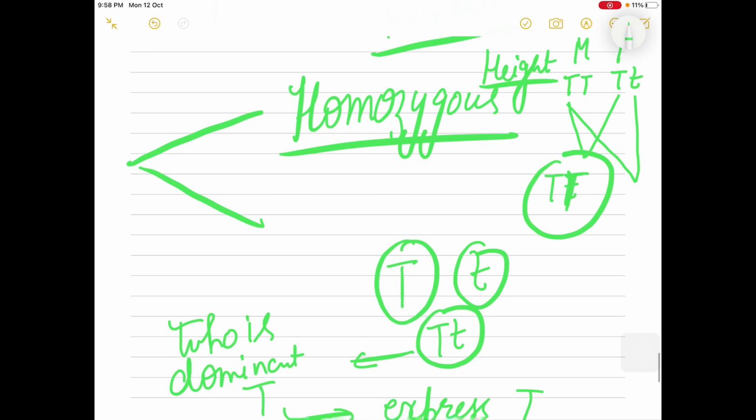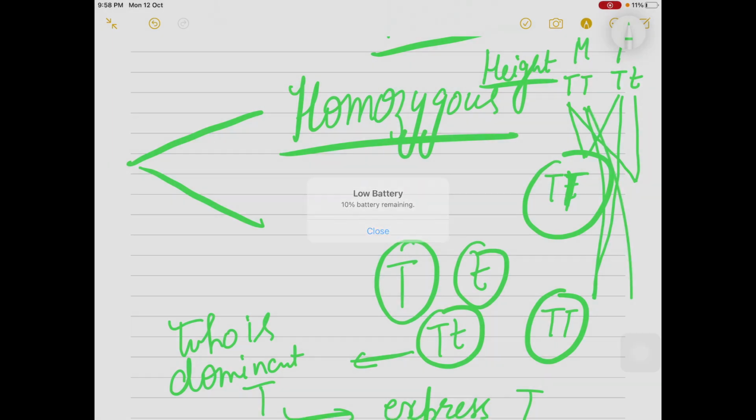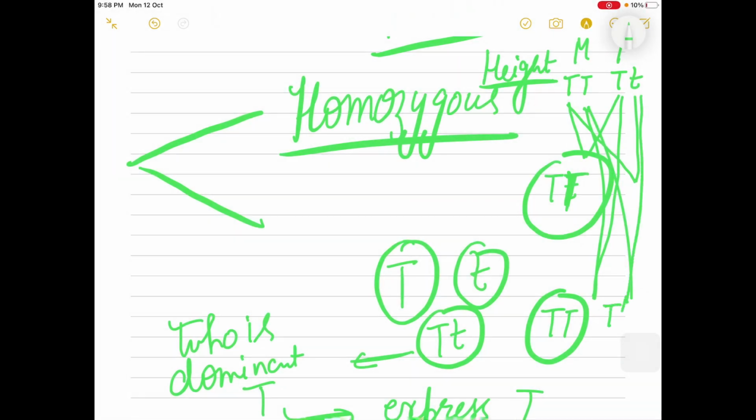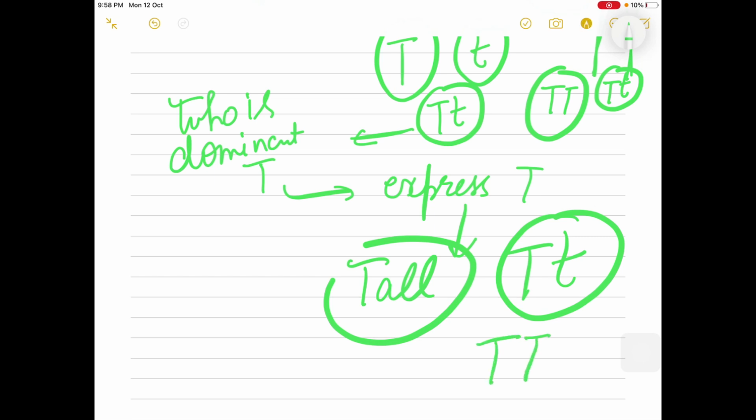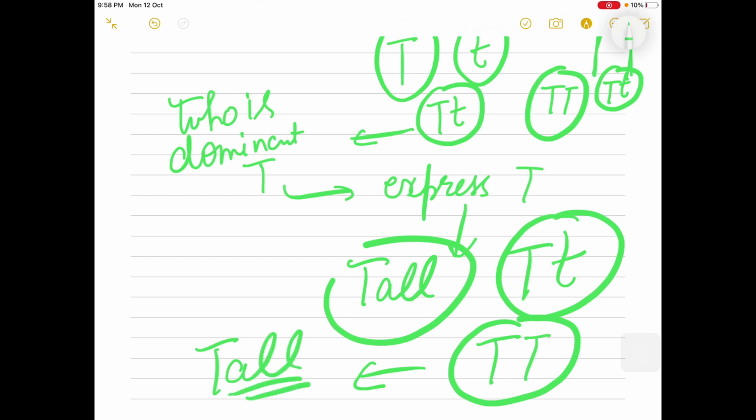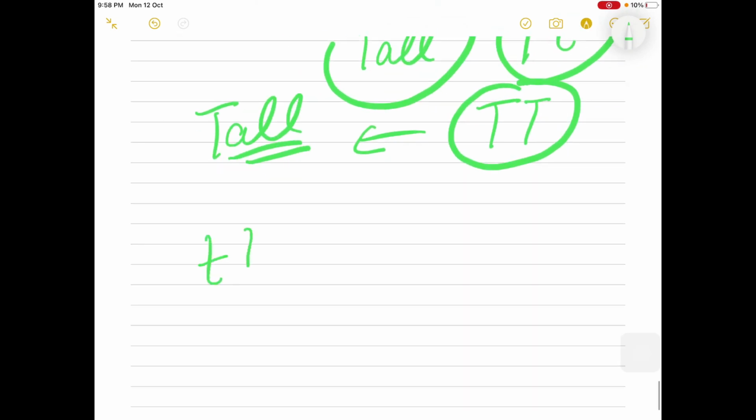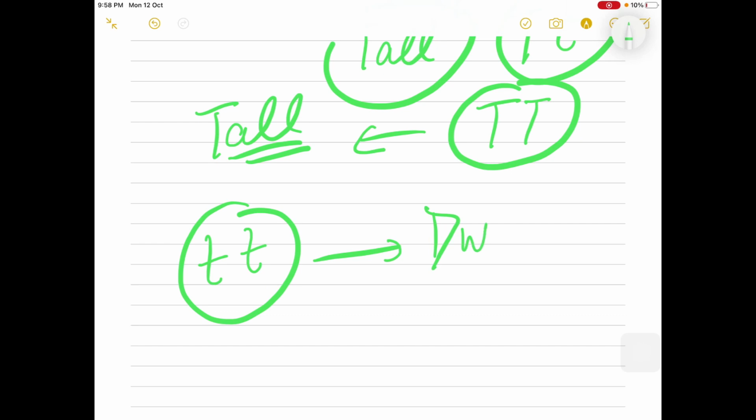Now comes another case. Mother can give only capital T, and from father there will be capital T. Same situation. From the other parent there is capital T and small t. So there are the same chances that there can be capital T, small t, or there can be capital T. In both situations the child will be tall. But if in a child small t comes from the father and the mother, that child will be dwarf or short in height.